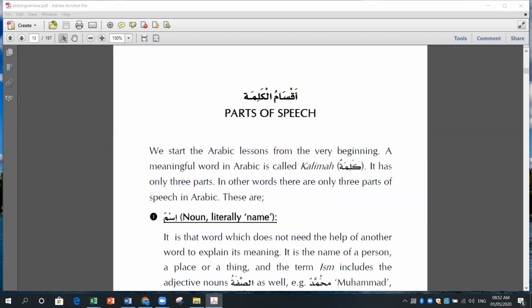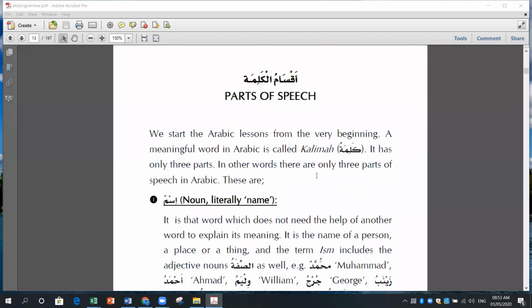Okay. So, Vinita, how many parts of speech did we discuss last time? There are three parts of speech in Arabic grammar: ism, fa'il, that is verb, and then harf, which is particles, prepositions, and conjunctions. And we discussed that a major part of the grammar is ism.